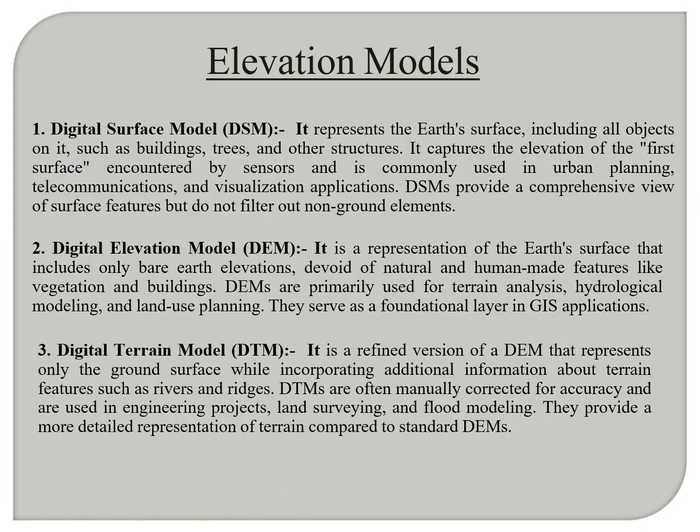Now, let's talk about elevation models, which show the height of the land. A digital surface model, DSM, shows everything: trees, buildings, the works. A digital elevation model, DEM, shows just the bare ground, no trees or buildings. A digital terrain model, DTM, is like a DEM, but with extra details, like rivers or ridges. These are used for things like planning roads, studying floods, or building cities. It's like a 3D map of the Earth's shape.